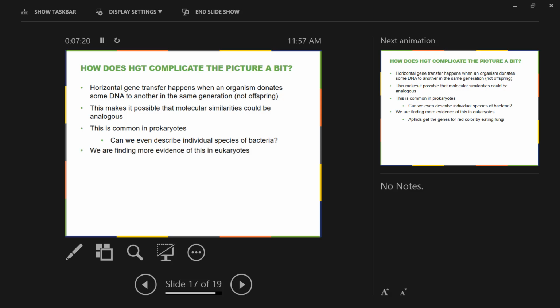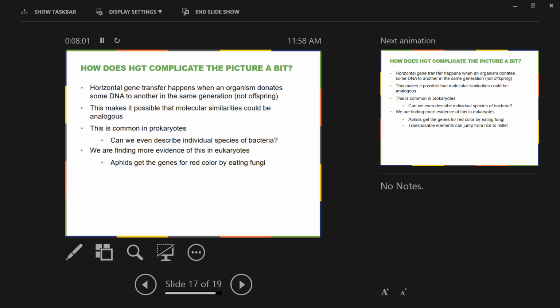Now, we are starting to find more evidence of this in eukaryotes, though, and I'll give you some examples of it in eukaryotes and then talk about some potential mechanisms. All right. So aphids are insects, and they eat red fungi and they turn red. Okay? And so it's like, oh, cool, it's like flamingos, right? I don't know if you know this or not, but flamingos are not born pink. They're born like grayish white. And then they eat a lot of the small crustaceans in the water that have concentrated pigments from algae, and then it turns their feathers pink. And you're like, oh, cool, that's what's happening in the aphids.